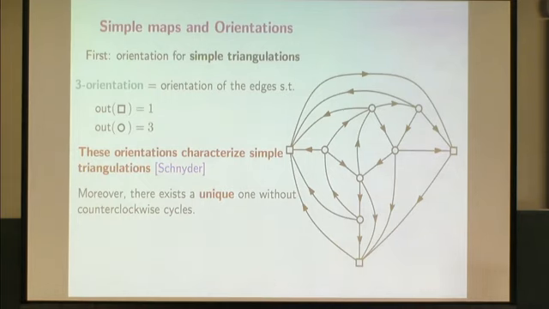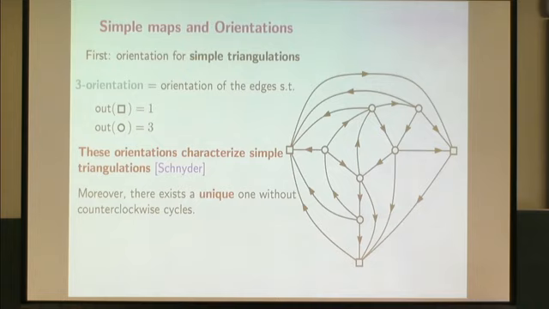If you have a triangulation, and if you can orient the edges such that each vertex has out degree 3, then your triangulation has to be simple. And reciprocally, if you have a simple triangulation, you can find a way of orienting the edges such that each vertex has out degree 3. Okay. I'm cheating a little bit.